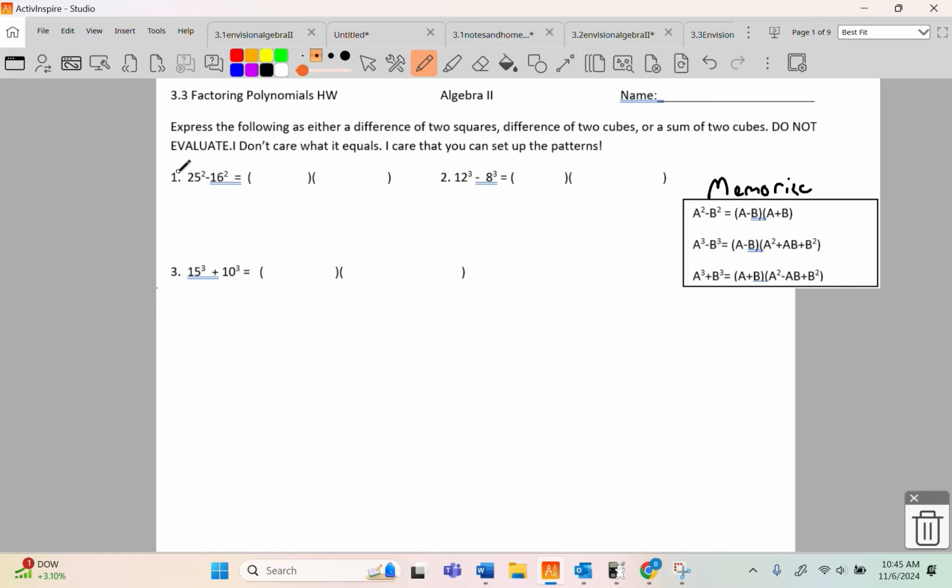Now, this is what we call a difference of two squares, because you have two things that are squared and there's a subtraction sign between them. Since 25 is what's squared, A is 25, and B is 16 because it's also squared. Notice it's not negative. I just have to follow this pattern over here: 25 minus 16, and then 25 plus 16. Now, I know kids are like, well, that's weird.